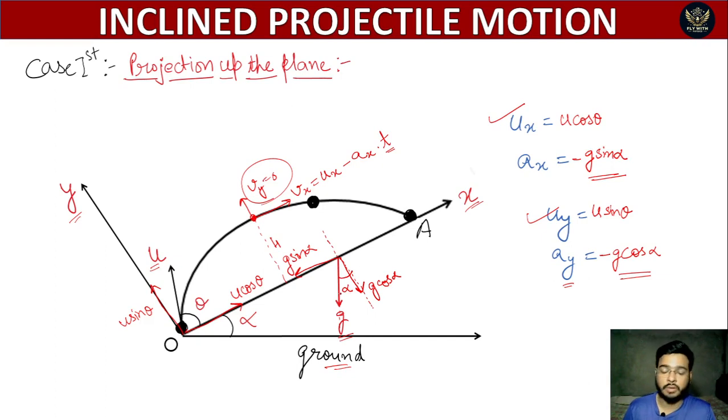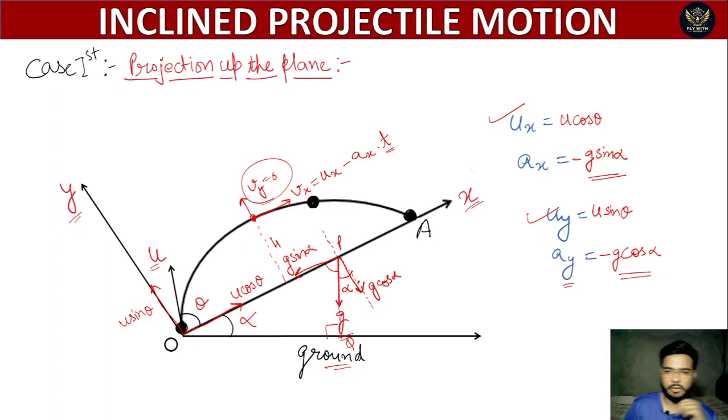Why? Because, for example, OPQ is a triangle here. If this angle is alpha, then the other is 90, so this one becomes 90 minus alpha, and this is a complete 90, so it becomes alpha. That is why this is alpha. So this one becomes g cos alpha for the vertical component, and this one becomes g sin alpha for the horizontal component.